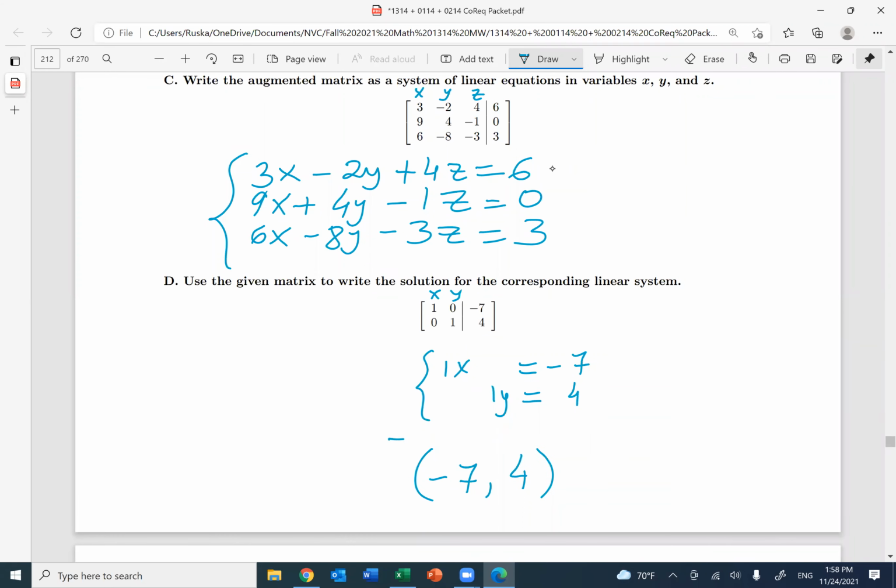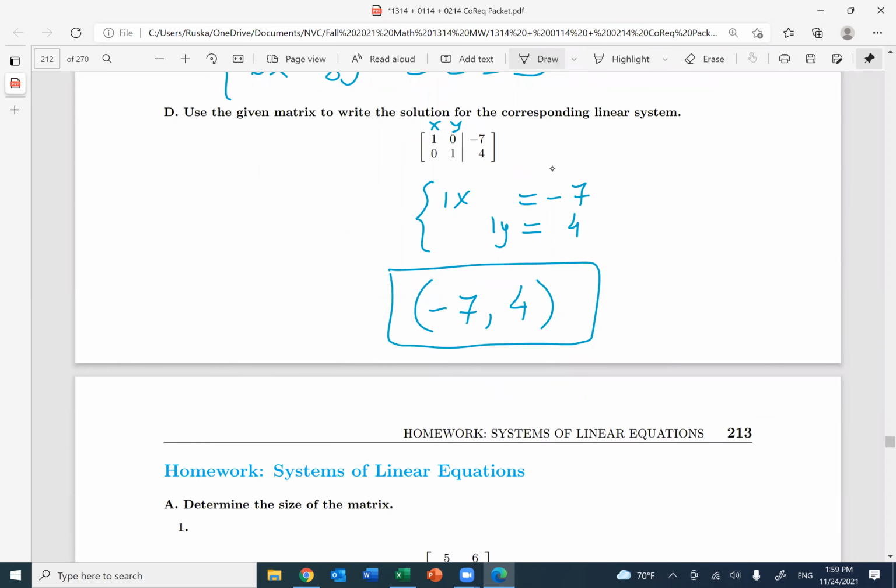That's your solution. So the goal, when you have an augmented matrix, is to make it in this form where you have 1 and 1 on the diagonal. Okay, so this is what we have for today.